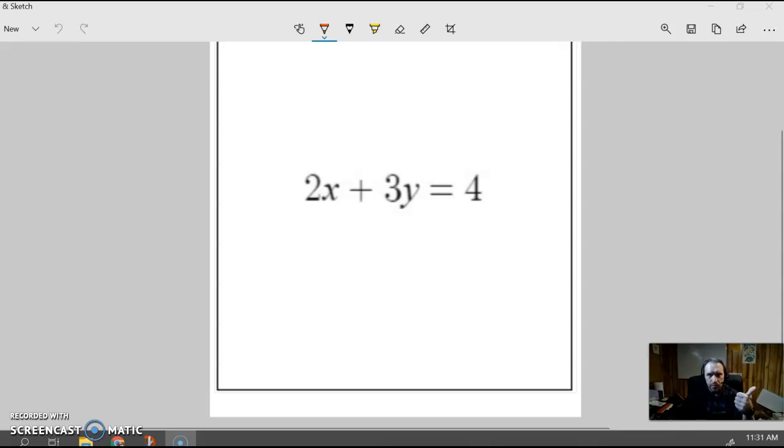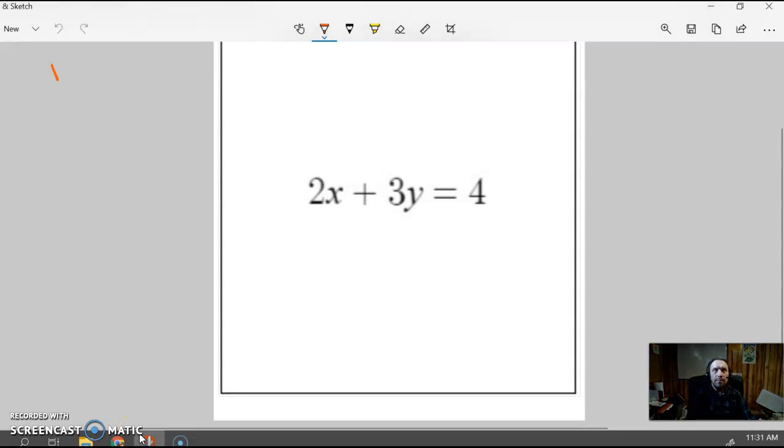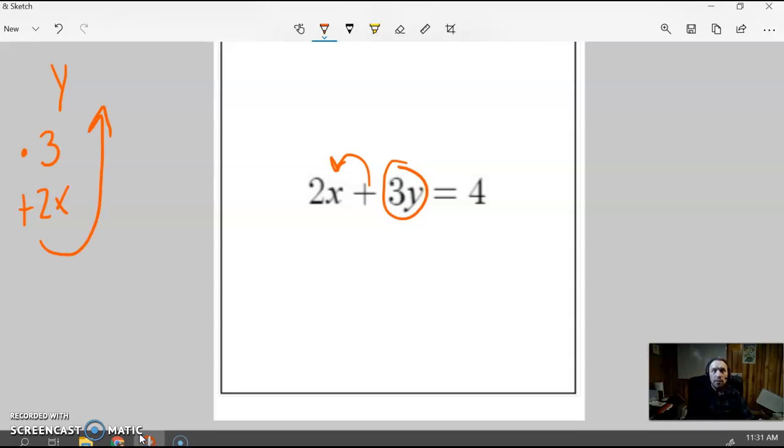So how'd you do? Were you able to solve that all the way for y? Hopefully you tried. Let's walk through the steps. If I'm solving for y, what's happening to y? The first thing that's happening is y is being multiplied by 3. The next thing is it's being added by 2x. So I'm going to undo these by subtracting 2x and dividing by 3. All right, so let's do those steps.